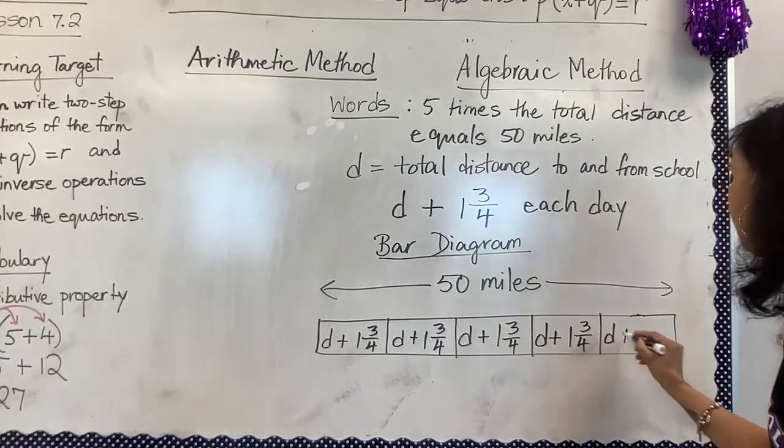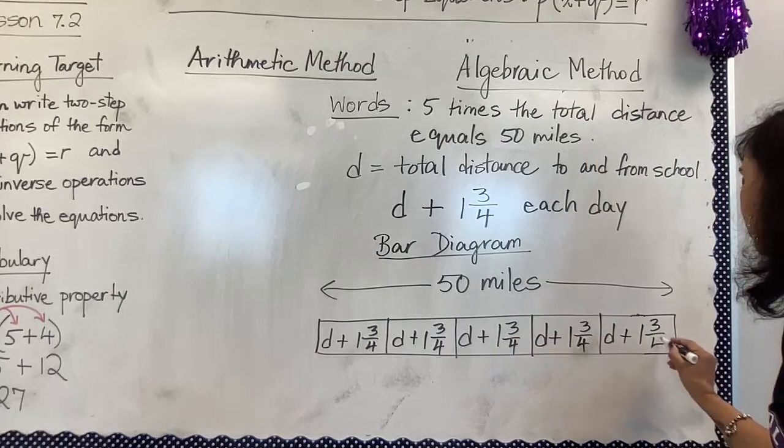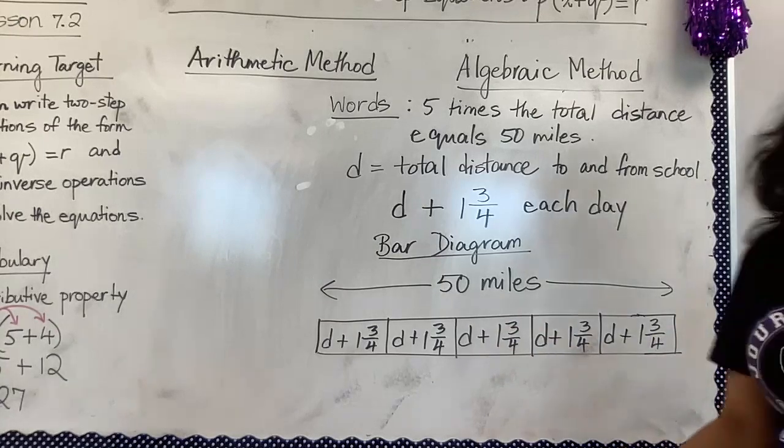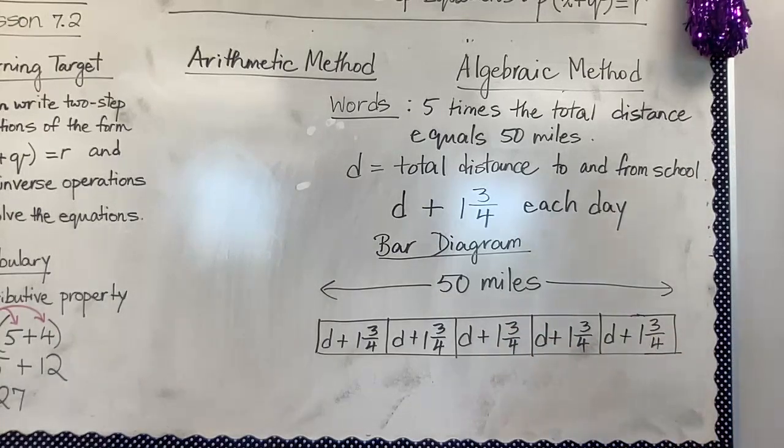1 and 3/4, D plus 1 and 3/4. Okay, so over here is basically miles driven each day. And so we talked about the 5 different days. So what would my equation be if I'm looking at this?